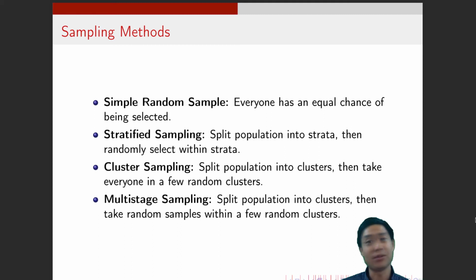Multi-stage sampling is when you do multiple steps with these methods. For example, you split the population into clusters, then take random samples within a few random clusters. So instead of stratified, where we're taking some from every single stratum, you're only taking some people from some of the strata or some of the clusters.